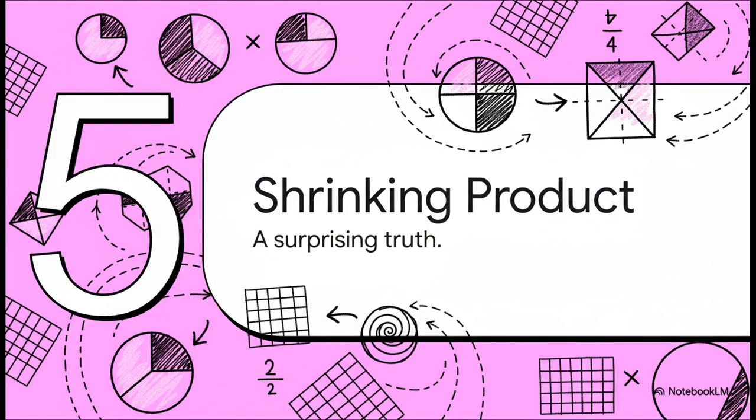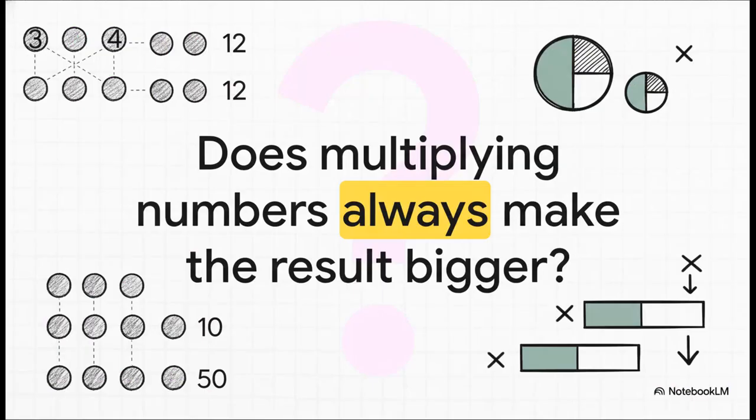All right, for our last section, we're going to talk about something that might just blow your mind a little bit. Something that kind of breaks a rule you probably learned a long time ago. I want you to think back to when you first learned multiplication, right? You learned that 3 times 4 is 12. It got bigger. 5 times 10 is 50. It got bigger. So it feels like multiplying should always make things bigger. But is that always true? When it comes to fractions, the answer is a big, surprising nope.